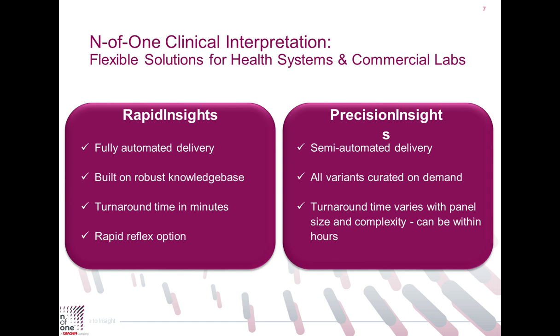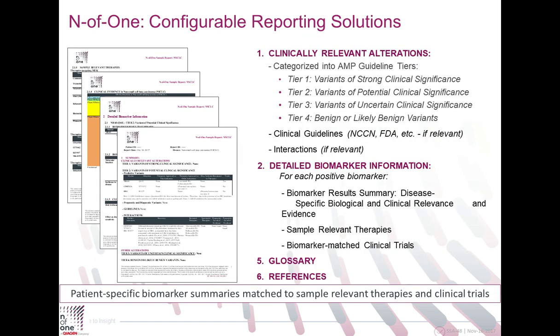The precision reports are semi-automated, so any information that's up to date in our system and meets all of our time and quality standards would be automatically assembled, and any new variants or new genes and disease contexts would be curated on demand. And the turnaround time for the Precision Insights reports varies by panel size from hours to up to 3 days maximum. The average for all of those reports is less than a day. And for those reports, every variant would be curated.